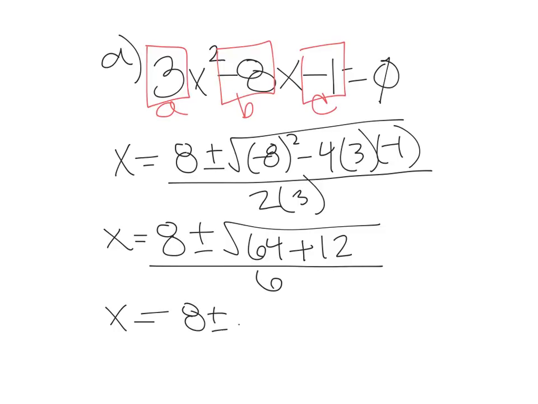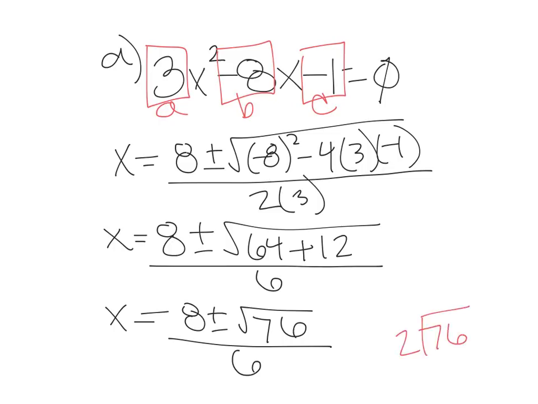x equals 8 plus or minus the square root of 76 over 6. Let's see, 76 does not work. Yeah, but I can at least reduce 8 over 6. But 76, if I prime factor it, is divisible by 2. It's going to give me 38, divisible by 2. It's going to give me 19. So what is 76 simplified to? 2 square roots of 19.